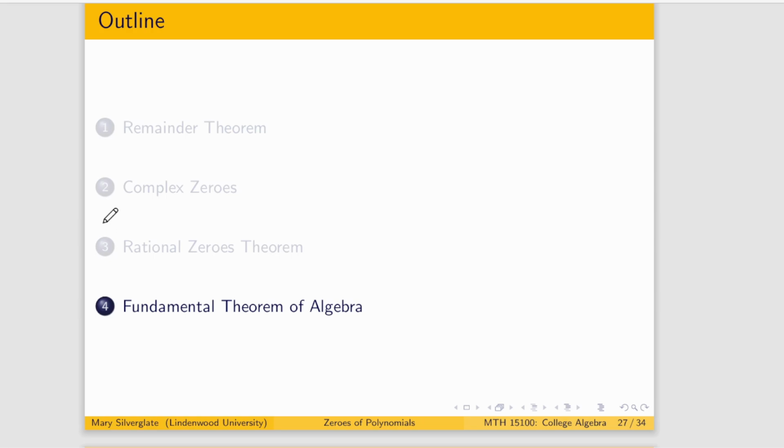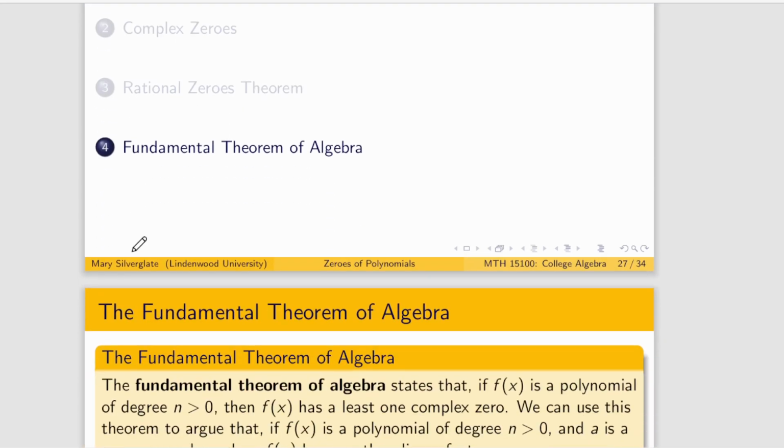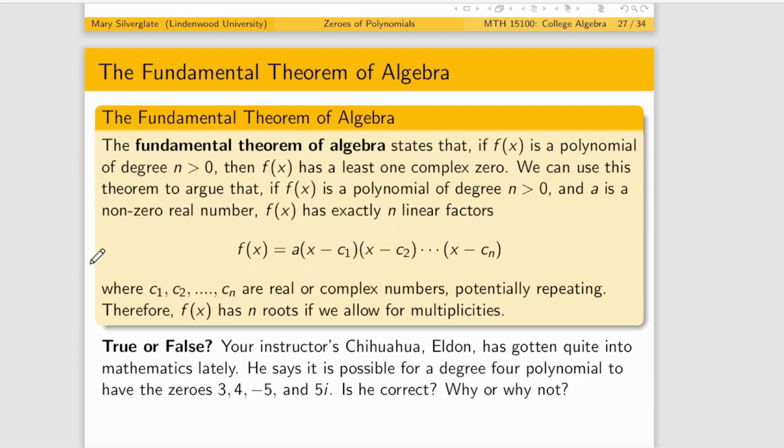The fundamental theorem of algebra is, of course, extremely fundamental to the study of algebra. So let's go over what that says. For the fundamental theorem of algebra, if we have a polynomial of degree greater than 0, so we're talking about something that's not just a straight across line like y equals 4, so a polynomial that at least has an x in it, then the polynomial has at least one complex zero.